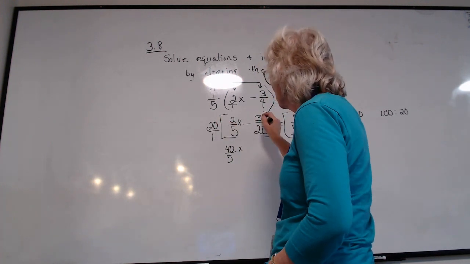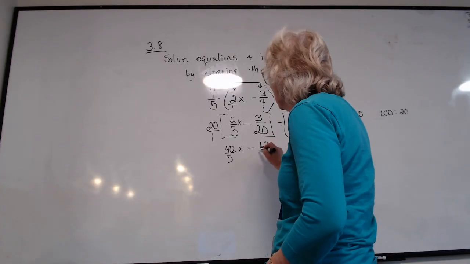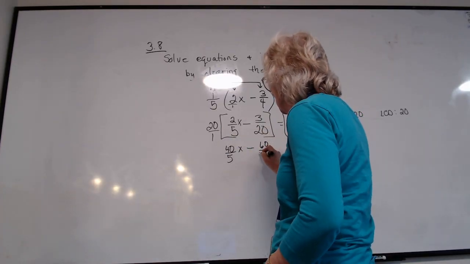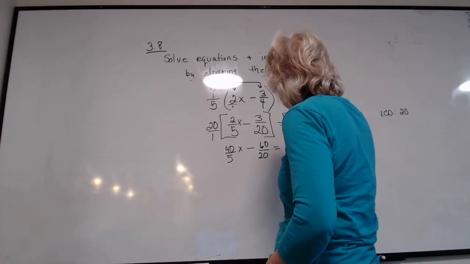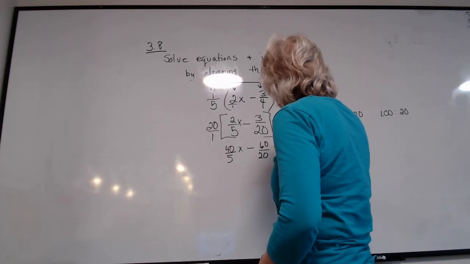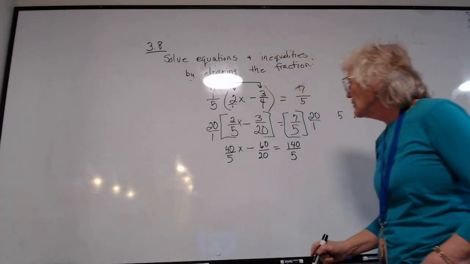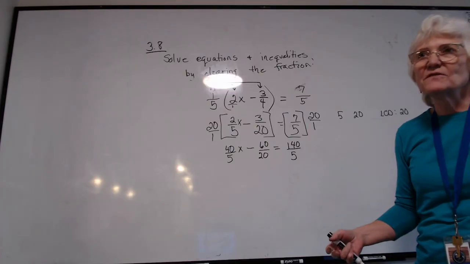20 times 3, that's minus. 20 times 3 is 60, divided by 1 times 20 is 20, equals 20 times 7, or 7 times 20 is 140, divided by 5. Now, you can do it this way, but then you have to do the division.